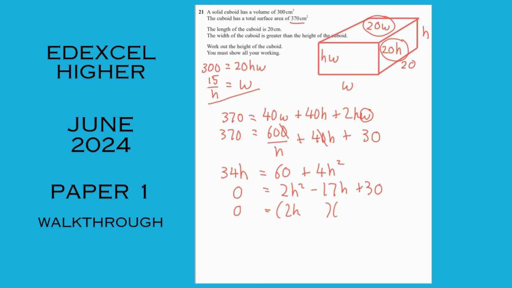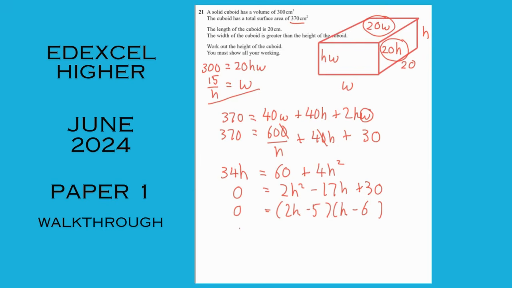I always like to just run through a few options in my head, but it's -5, -6, because -5 times -6 is positive 30, and -5h, -12h gives us the -17h. So as I say, no matter how you get there, just get there.